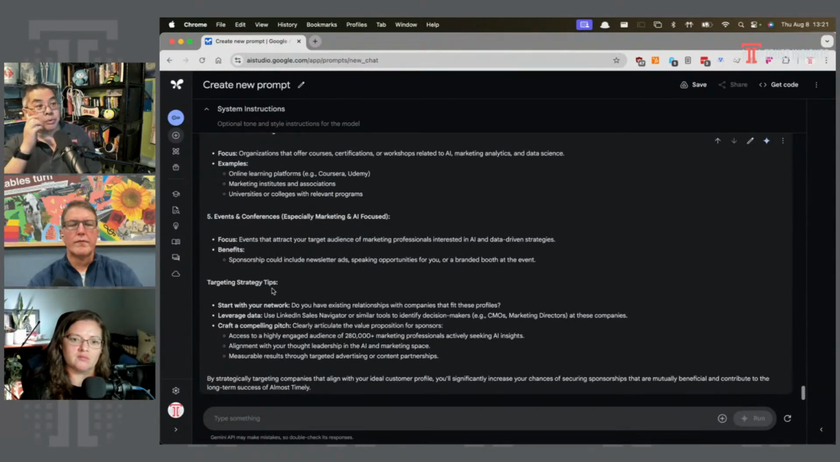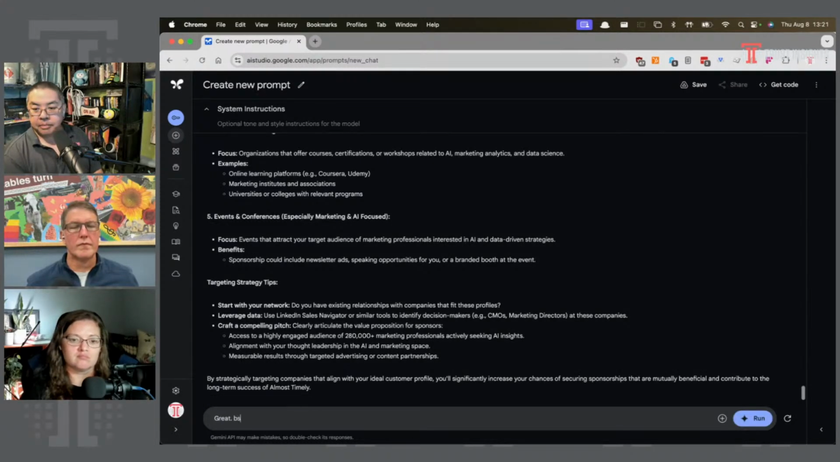So already, the ideal customer profile has given a focus to who should sponsor the newsletter. Well, there's 5 different categories. Let's do this based on the company profile and the ideal customer profile. Rank these different sponsorship opportunities, companies, in order of most likely to sponsor to least likely to sponsor.